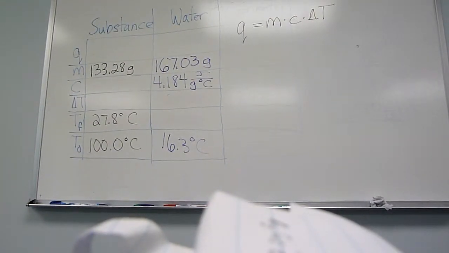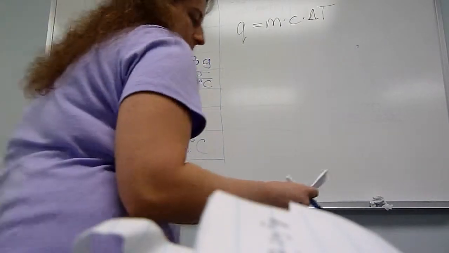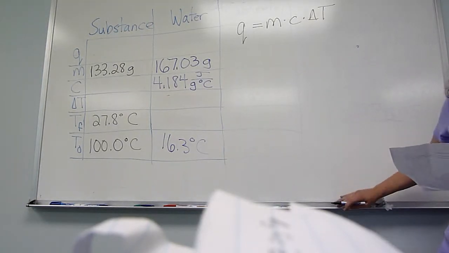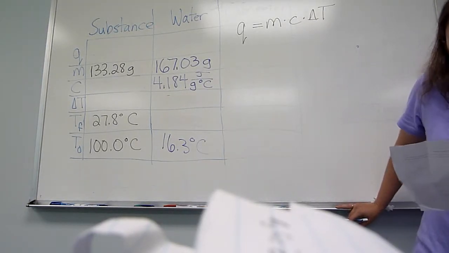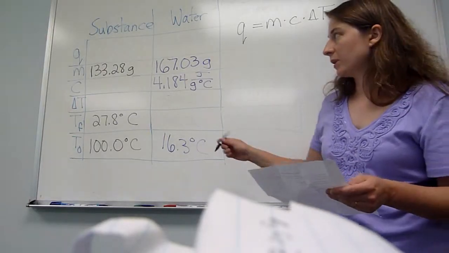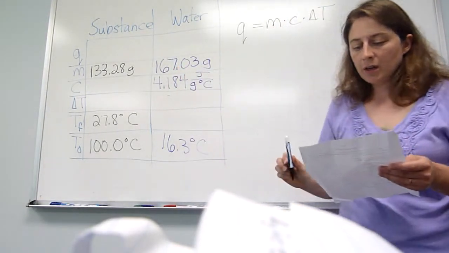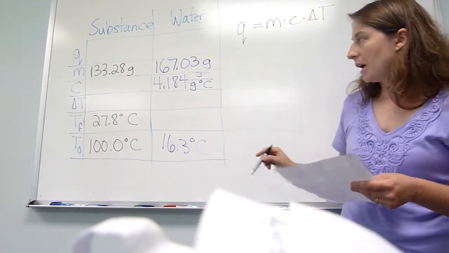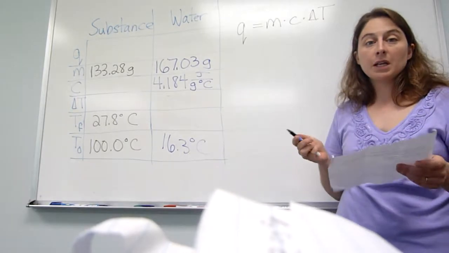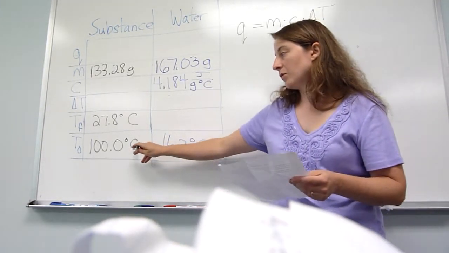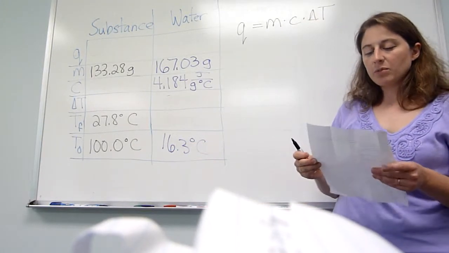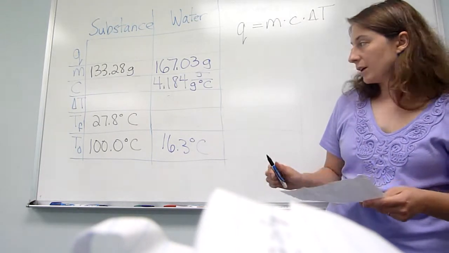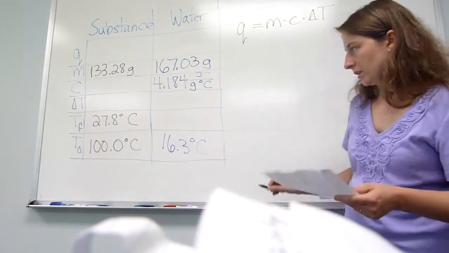Alright, hi folks, we're back with extra calorimetry problem number 2, which I think is a bit easier than the last one. It says a calorimeter is filled with 167.03 grams of water at a temperature of 16.3 degrees Celsius. A substance with a mass of 133.28 grams is heated to 100.0 degrees Celsius in boiling water and dropped into the calorimeter. The final temperature of the substance and the water is 27.8 degrees Celsius.